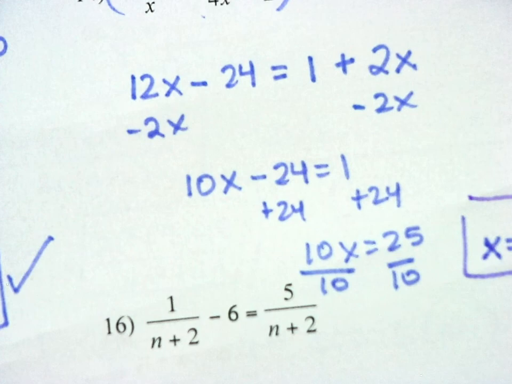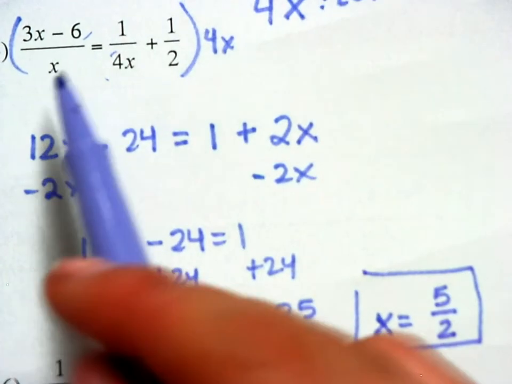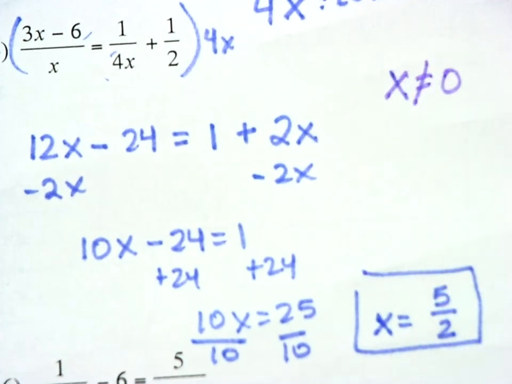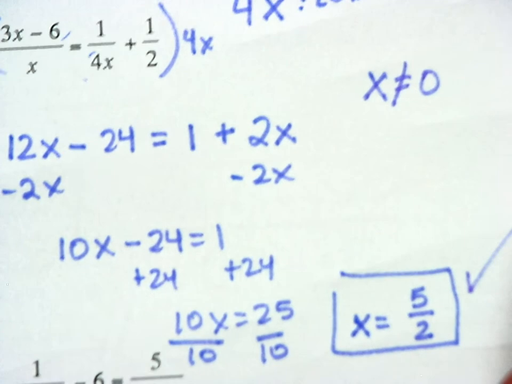Okay, look back at your original problem. Make sure that this is not an extraneous solution. Well, it looks like my only excluded value here again was 0. And so this is not the same number. This is good. This is definitely a solution.